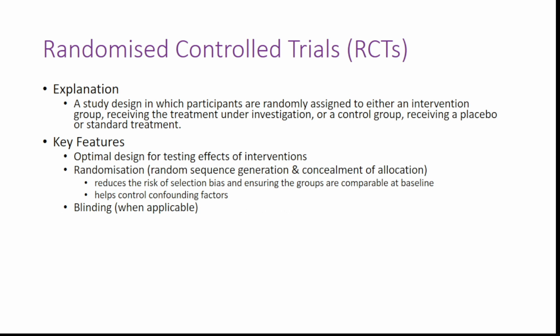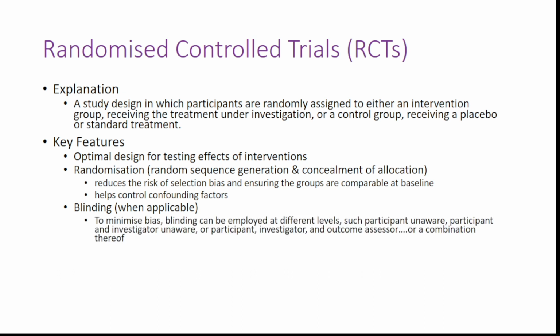Blinding. Often randomized trials consider blinding, and they consider three levels of blinding in many trials. They consider blinding of the participants, they consider blinding of the personnel involved, and blinding of the outcome assessment to minimize detection bias.